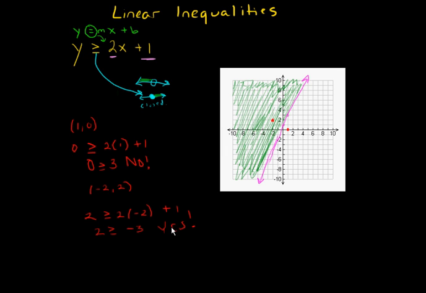You could even plug in points on the line itself. So I'm just going to plug in the y-intercept, (0, 2). And again, this should work. The y value is 2, greater than or equal to 2 times 0, that's the x value, plus 1. So 2 times 0 is 0, and then 0 plus 1 is 1. So 2 is greater than or equal to 1. Hooray! That means it is a solution. So points on the line itself can work as well. And that was graphing a linear inequality.